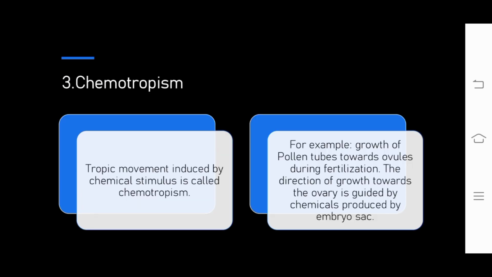The third type is chemotropism. Tropic movement induced by chemical stimulus is called chemotropism. For example, growth of pollen tubes towards ovules during fertilization. The direction of growth towards the ovary is guided by chemicals produced by the embryo sac. So this occurs due to the secretion of a chemical. That's why the pollen gets attracted towards the ovule. So this is all about chemotropism.